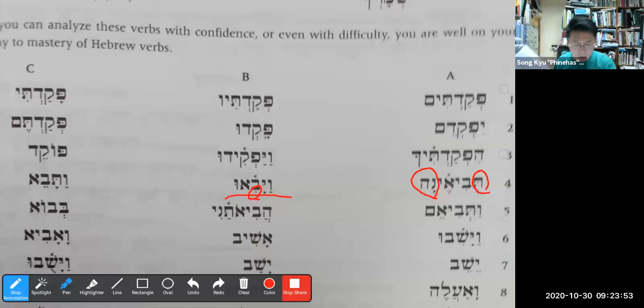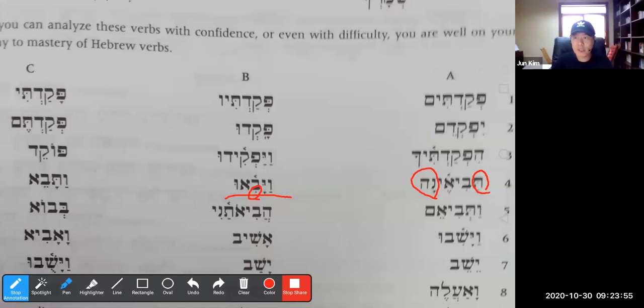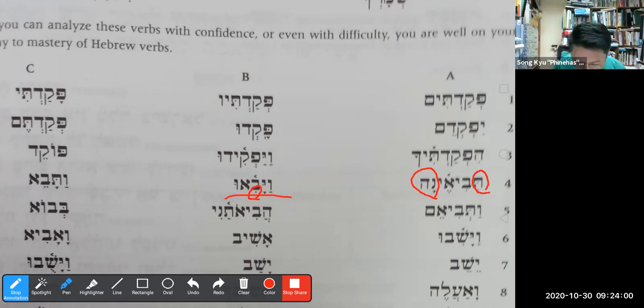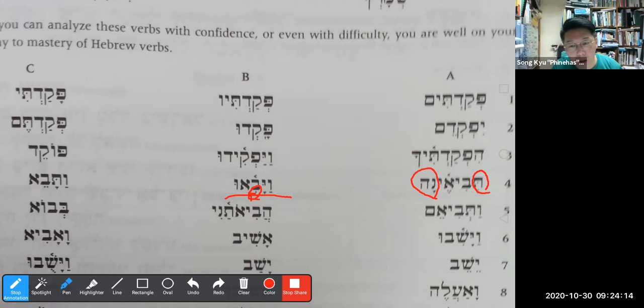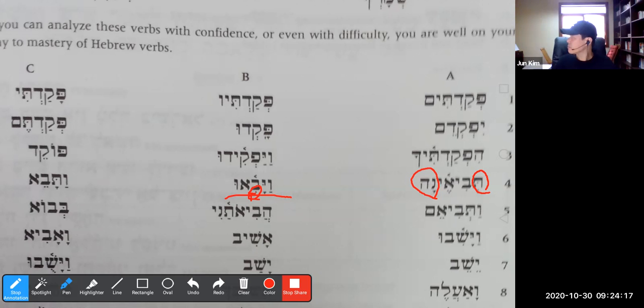Oh, okay. So this one is not kal. This one is hifil. Because the ordinary vowel point for kal is going to be kamets, something like this. It's not hireq here. Oh, okay. Yes. All right. Can you give me just two more minutes? Then let's move on.